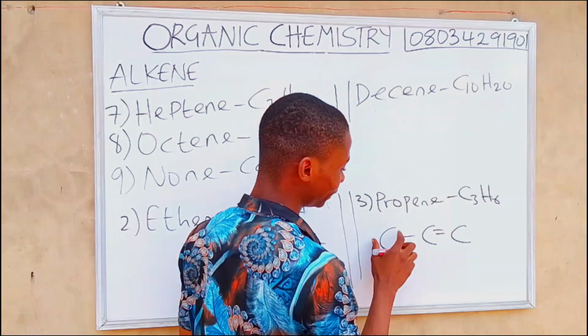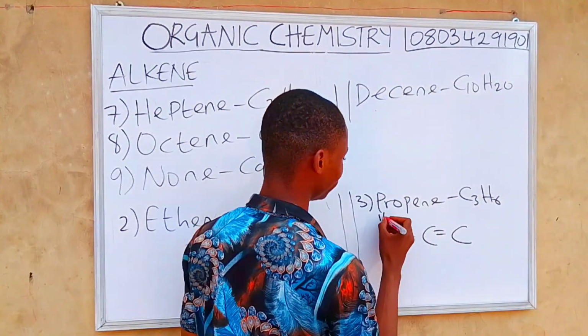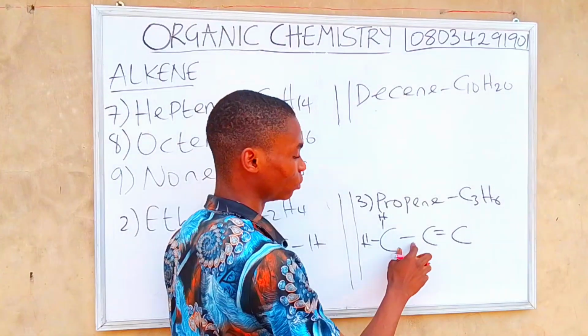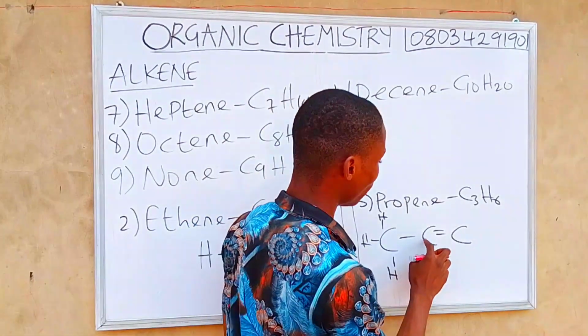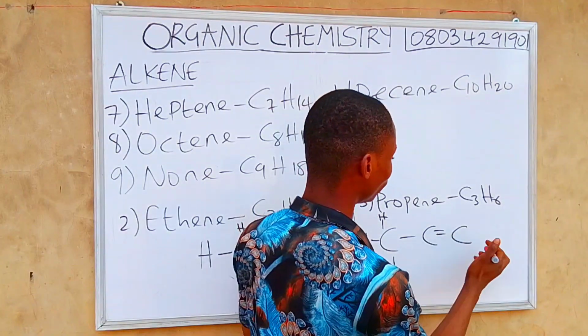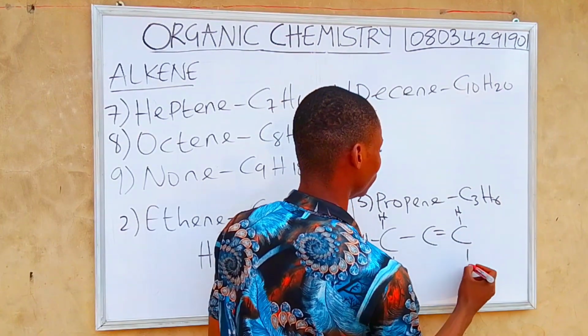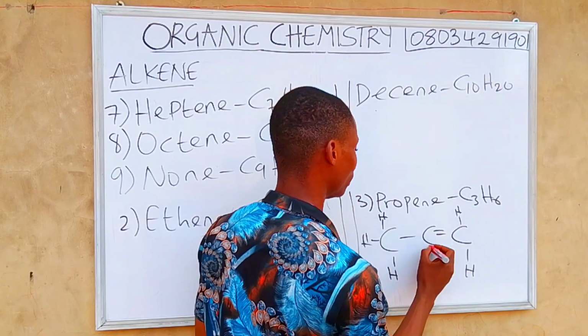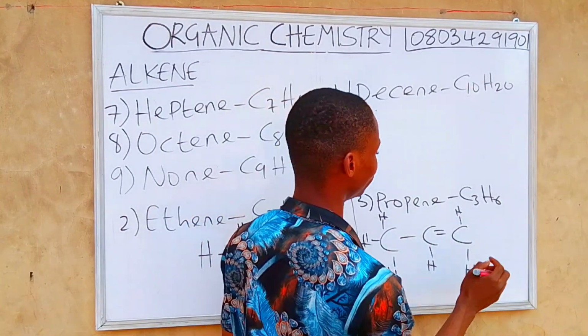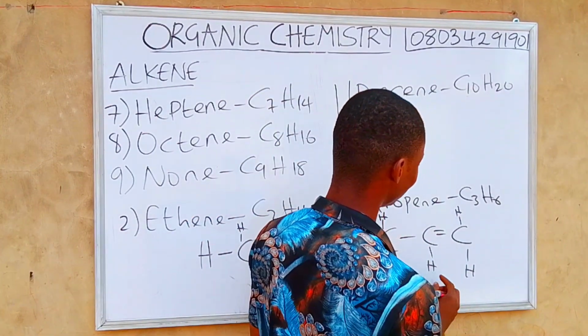We can attach 3 hydrogen here because it is only attached to the carbon using single bond. But you can see this, it is attached to the carbon using double bond. So you just put 2 hydrogen here and 1 hydrogen here. You can see 1, 2, 3, 4, 5, 6. You can see that it is complete.